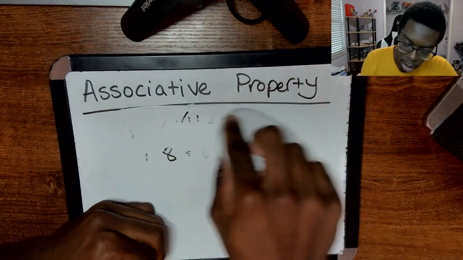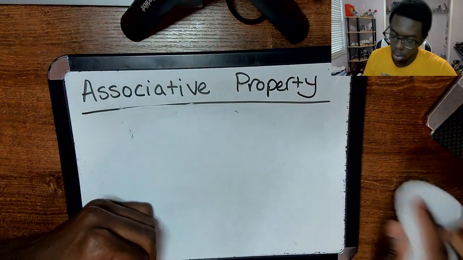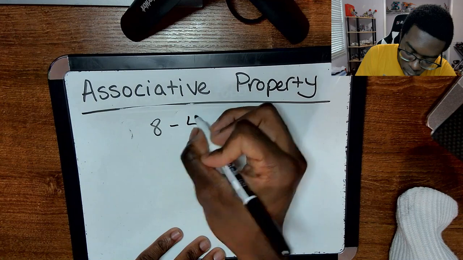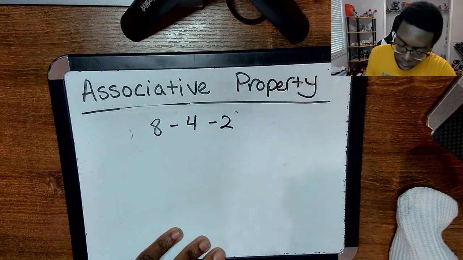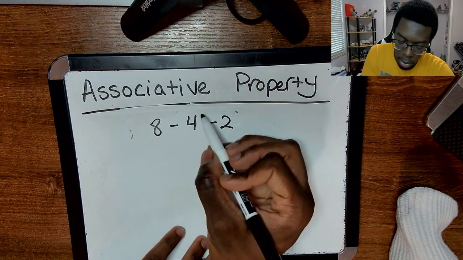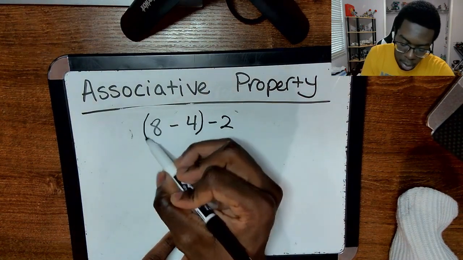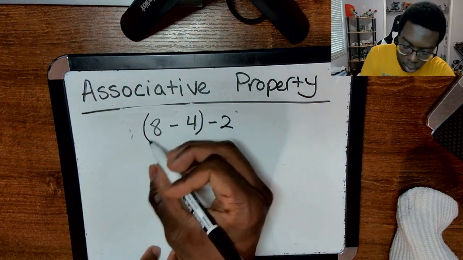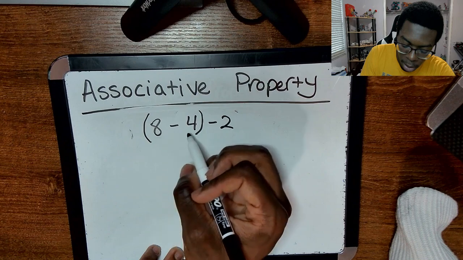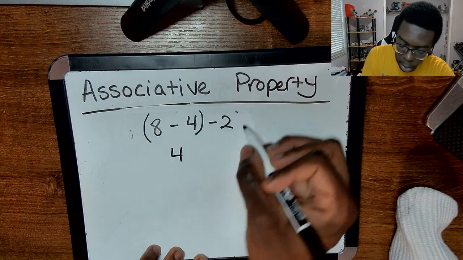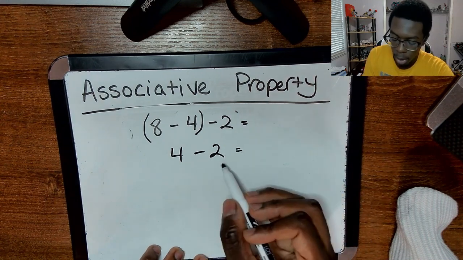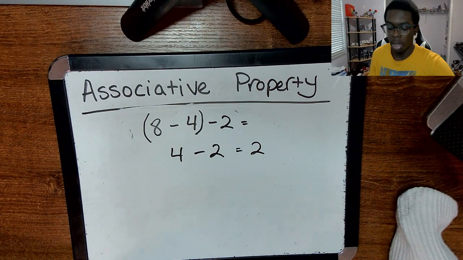Now let's try with subtraction. Let's do 8 minus 4 minus 2. So we can do it from left to right first. So let's do that right there. And if we do this, we get 8 minus 4 is 4, minus 2. 4 minus 2 is 2. So we get 2 there.